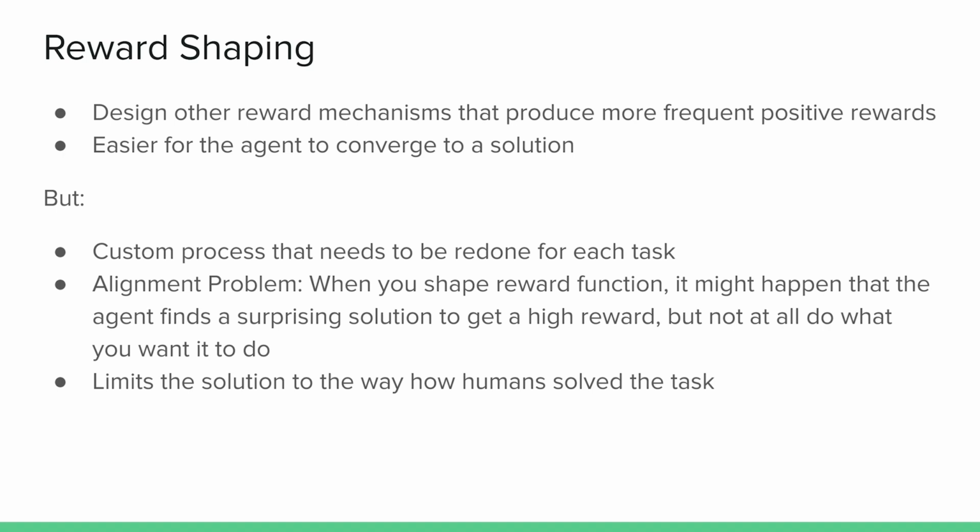The downside of reward shaping, though, is that it's a custom process that needs to be redone for each task, and we have an alignment problem. When you shape the reward function, it might happen that the agent finds an interesting or funny solution which maximizes the reward from the thing that you shaped it to do, but that did not end up doing what you initially had in mind and wanted it to do.